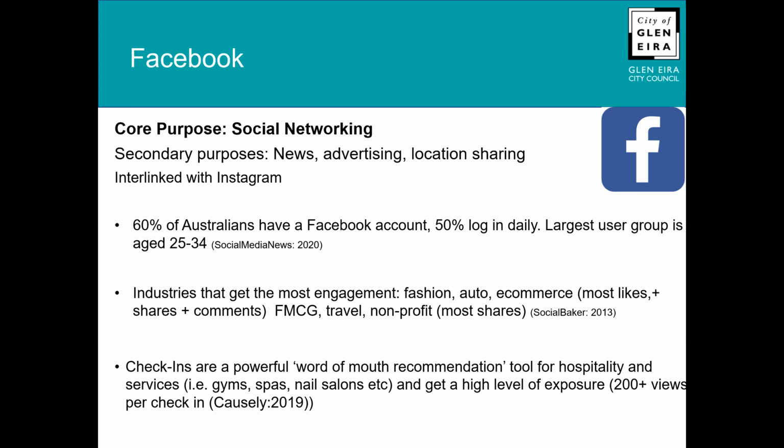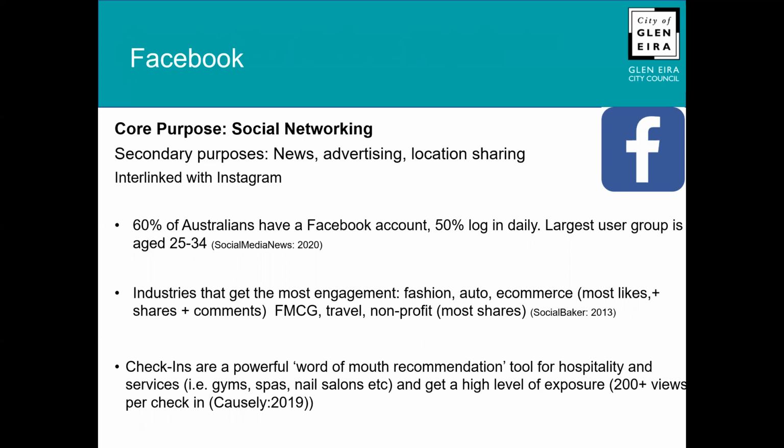So theoretically, it's for people to connect with one another, but it has shifted over time. So secondary purposes are as a news platform. It's quite commonly used for people seeking news and information, as an advertising platform, as a location sharing function, and it is also interlinked with Instagram. So if you choose to use Facebook as a primary social media platform, and I would recommend it for most businesses, if you're going to start with a social presence, Facebook is the place to go. You sort of get a 2-for-1 in that Facebook owns Instagram, and the 2 accounts can be interlinked. So you can share content to a degree across both platforms, and you can engage with the same audience in the same way.